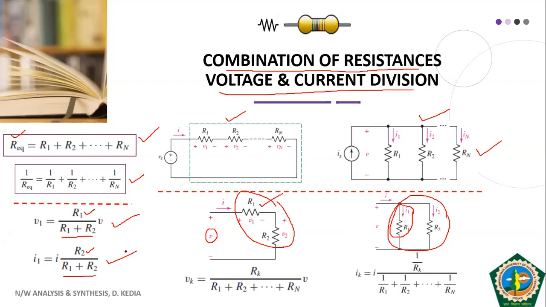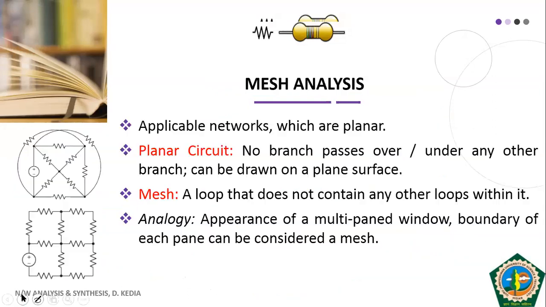But keep in mind that these two formulas are applicable for two resistances either in series or in parallel. If you have more than two resistances in series or in parallel, then a general form of these formulas will apply. That's why I have shown you these formulas for voltage and current division.